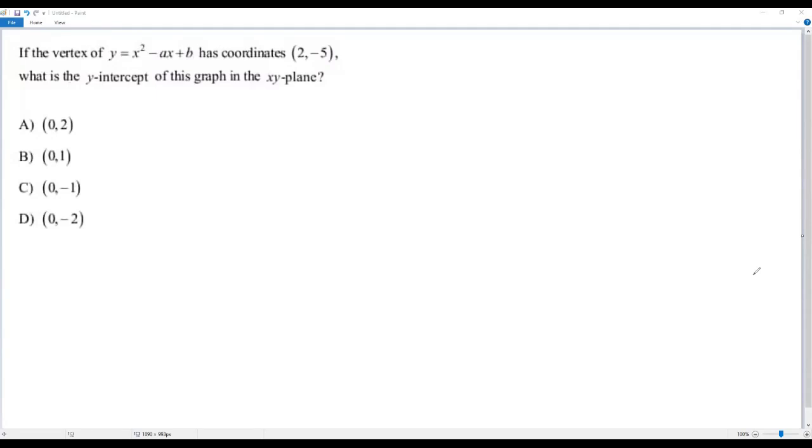Here we have a SAT math problem. Okay, let's go to the question. If the vertex of y equals x squared minus ax plus b has coordinates (2, -5), what is the y-intercept of this graph in the xy-plane?